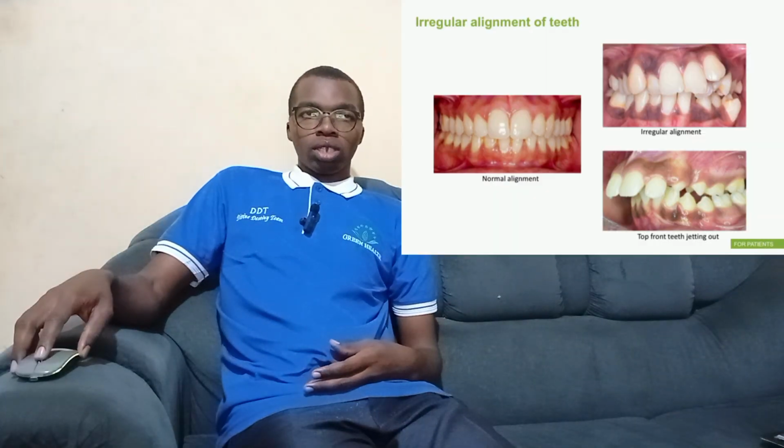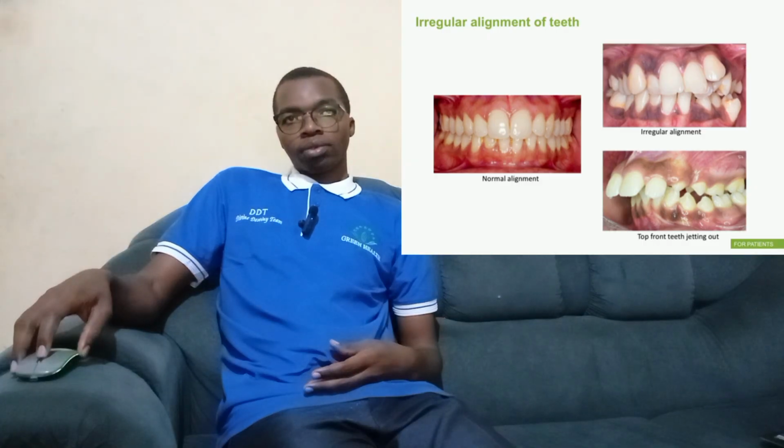Now, what are the complications of gum diseases? We have foul odor from the mouth or bad breath, deposits on teeth, bleeding from gums, swollen gums, dull constant ache, loose teeth, gaps in between teeth, loss of teeth, and gum abscess. But you can also see the irregular alignment of teeth. We have the normal alignment and the irregular alignment of teeth.